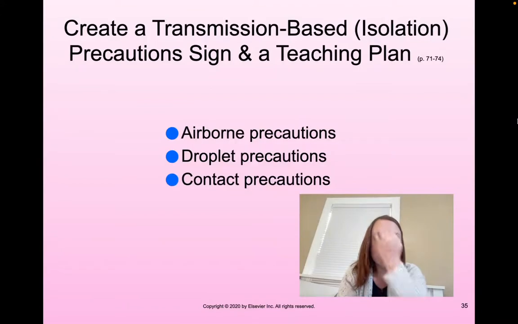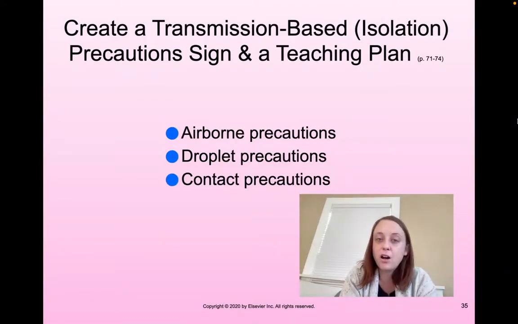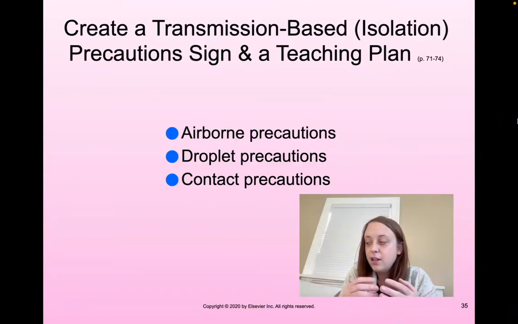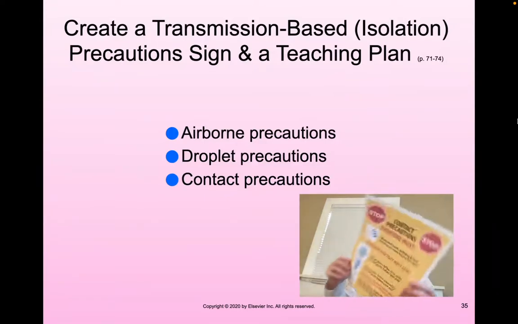And then finally, our third type of precautions are contact precautions. So these are for any things where the transmission is done by direct contact. So things like multi-drug resistant organisms, major wound infections, Shigella, herpes simplex, scabies, those are the types of things that we're trying to protect ourselves from. So here's an example of one of those signs.